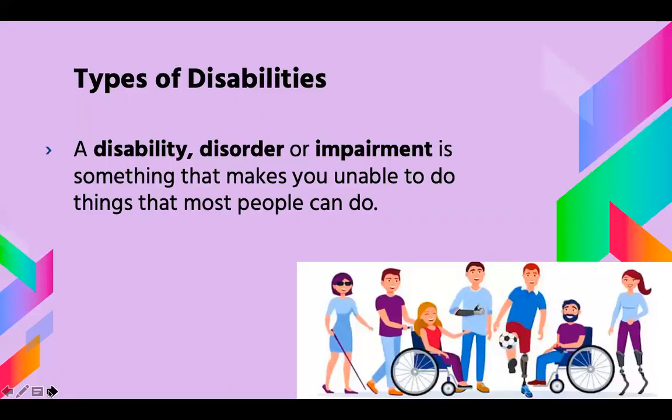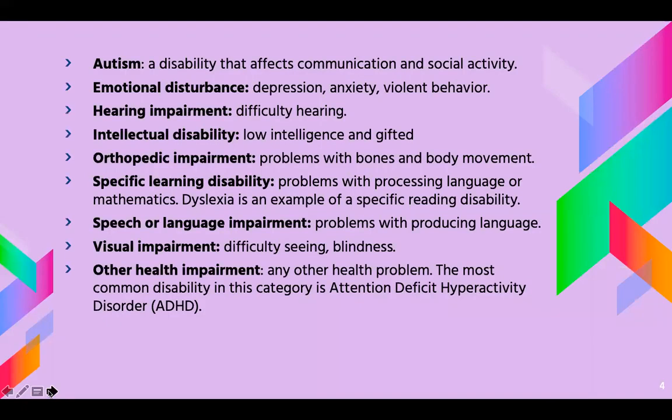The different types of disabilities that we already know: a disability, disorder, or impairment is something that makes you unable to do things that most people can do. Some of these types of disabilities are autism, emotional disturbance, hearing impairment, intellectual disability, orthopedic impairment, specific learning disability, speech or language impairment, visual impairment, and other health impairments, as you can see here.